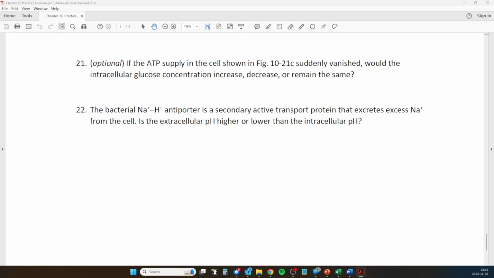I mean, I guess it depends on the environment, right? I don't know. Usually the environment on the outside of a cell is, yeah, I mean, it really depends on the environment.